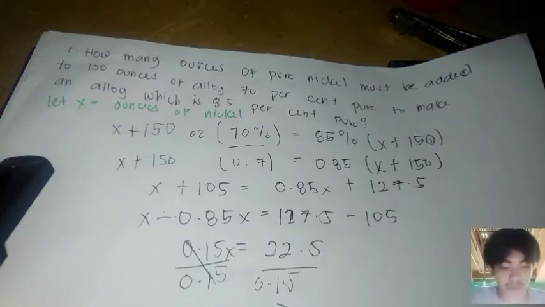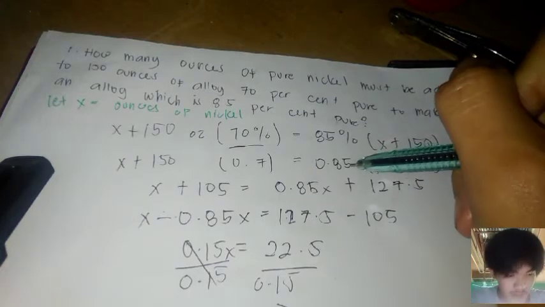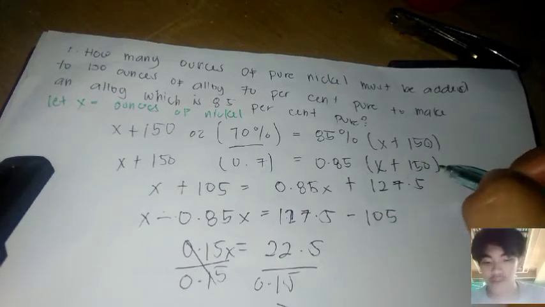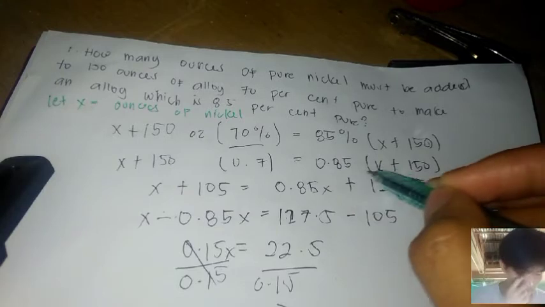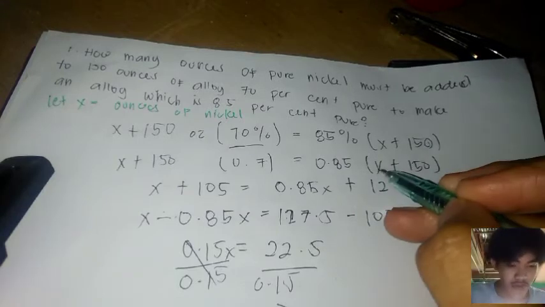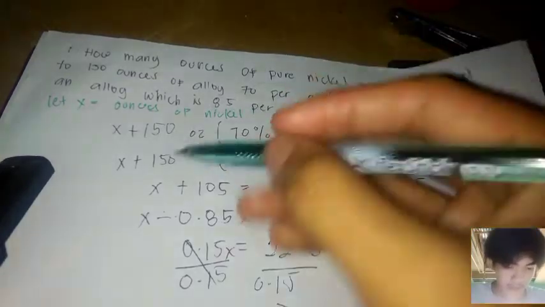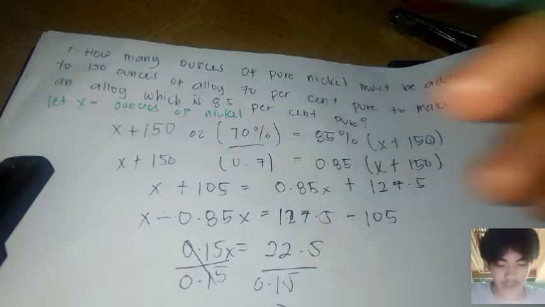So the next thing you need to do is to multiply or distribute the 0.85 to the other side. So we have 0.85x, and then let's multiply the 0.85 to 150, so we have 127.5. And then the other side we have x plus 150.